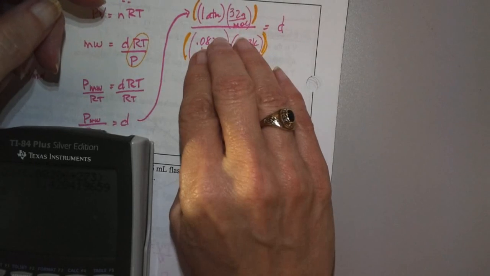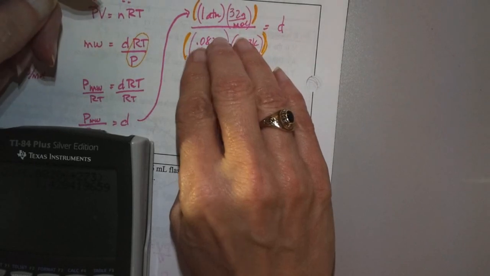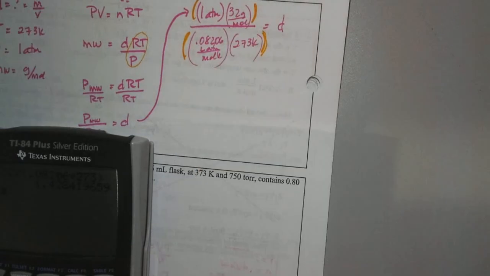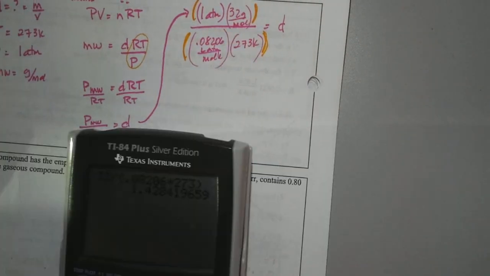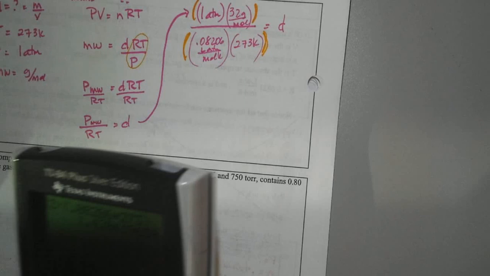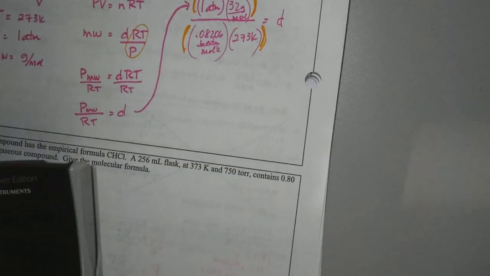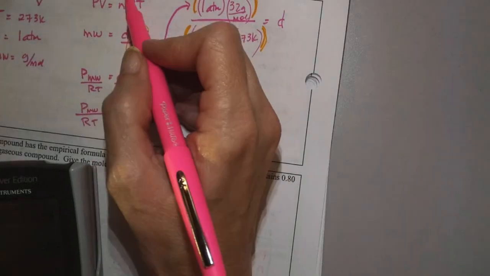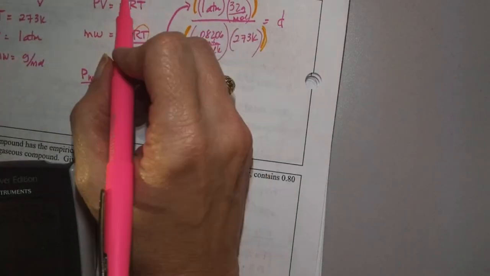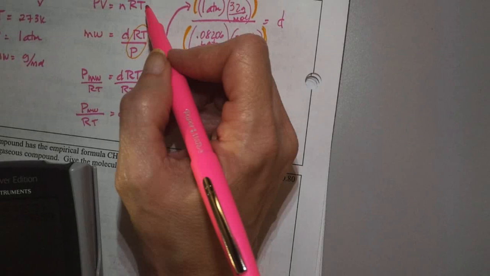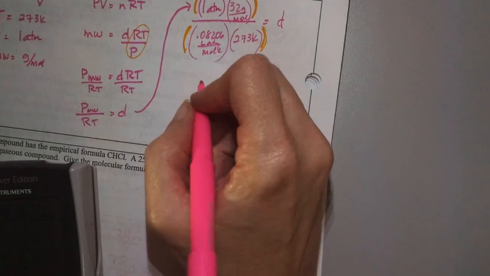1.428. How many sig figs? I don't know. Is it 2 or 1? Okay. Did they give us any numbers in here? They didn't give us any numbers in the problem, did they? No. We can choose our own sig figs. So yeah, 1.428, and its density, so it's grams per liter.